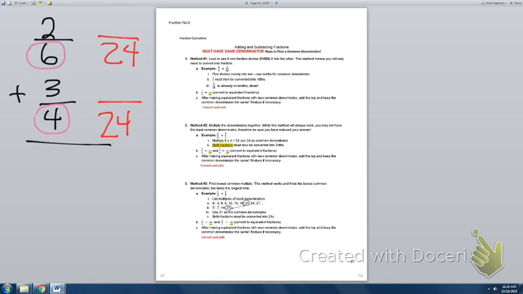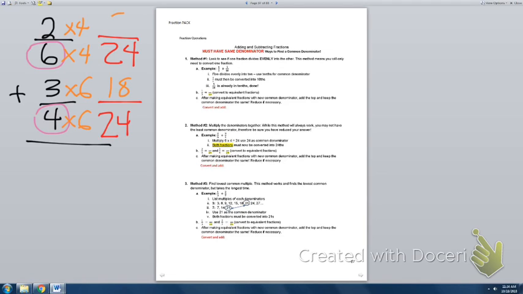And now we have to convert both of these fractions to equivalent fractions. So 3/4 is something over 24. And the way you figure that out is to look at the 4 times what would give me 24. And that's 6. So 3 times 6 is 18. And on the top fraction, 6 times 4 is 24. So 2 times 4 is 8.